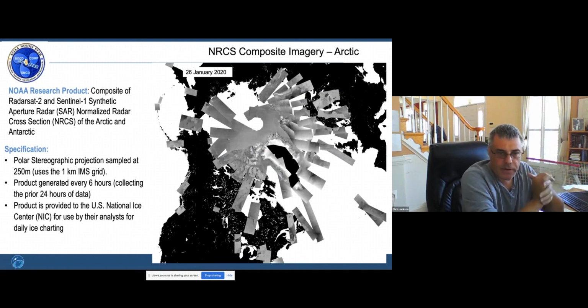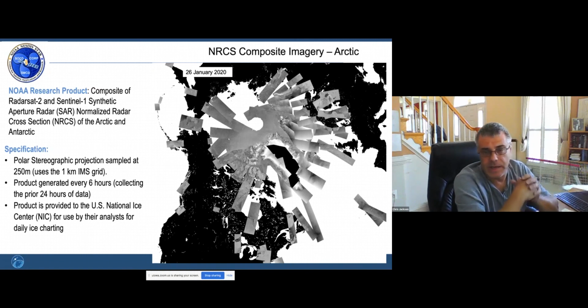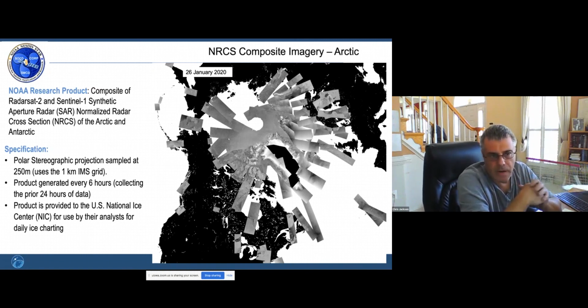So again, as I mentioned earlier, we have about 70% of the Arctic covered on a daily basis. And one of the things that we do to facilitate the researchers here is we construct these Arctic composites of the normalized radar cross-section, which is the amount of energy that's coming back from the radar signal. And this allows them to take several hundred images and just display it in a convenient manner. We produce this, as Cara mentioned, in near real time. We do it every 6 hours, collecting the prior 24 hours of data, and we produce it in a polar stereographic projection with about a 250-meter sample spacing and provide it to National Ice Center for use by their analysts.